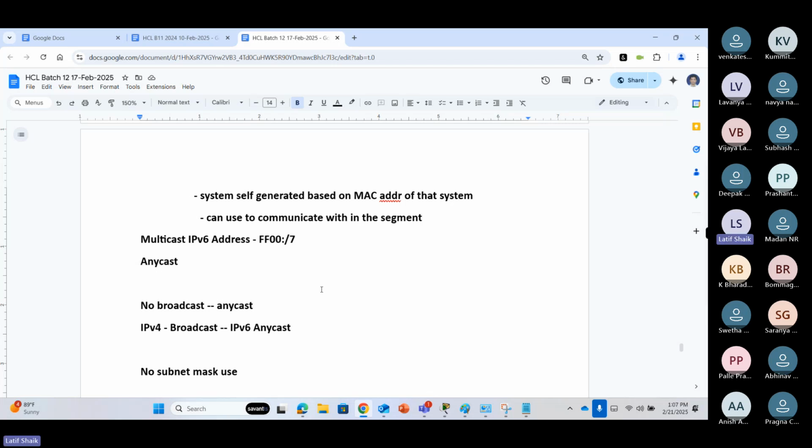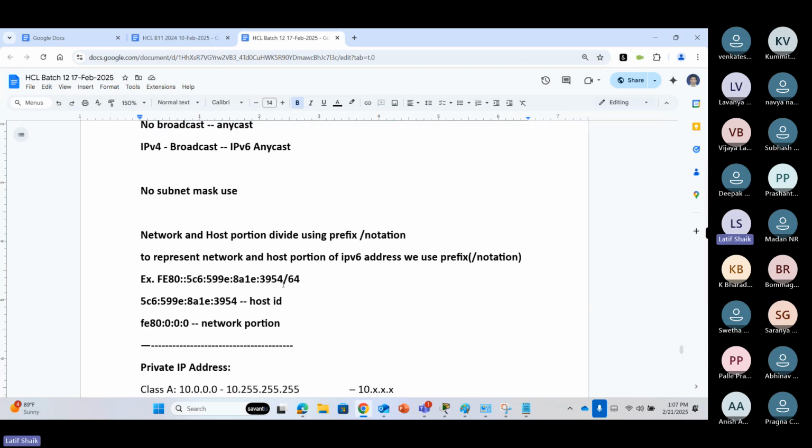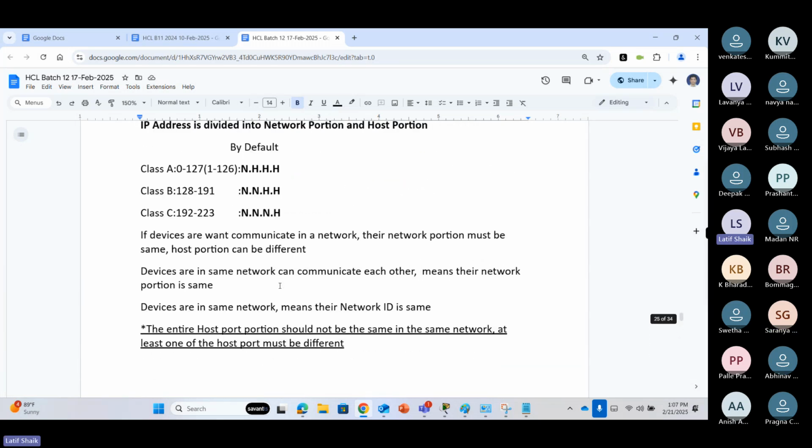Okay. And there is no subnet mask. We don't use any subnet mask, but we use prefix or slash notation here. Slash 64 means the first 64 bits, the first four blocks, are the network portion. The remaining are the host portion. So network and host portions are divided with a simple slash notation. There is no subnetting concept, subnetting calculations are not required. Okay. So this is about IPv6 also.